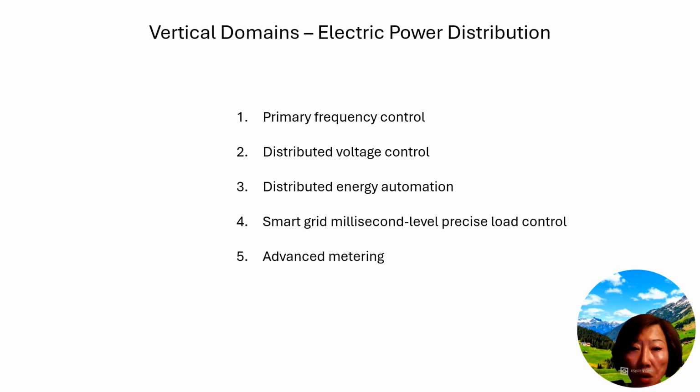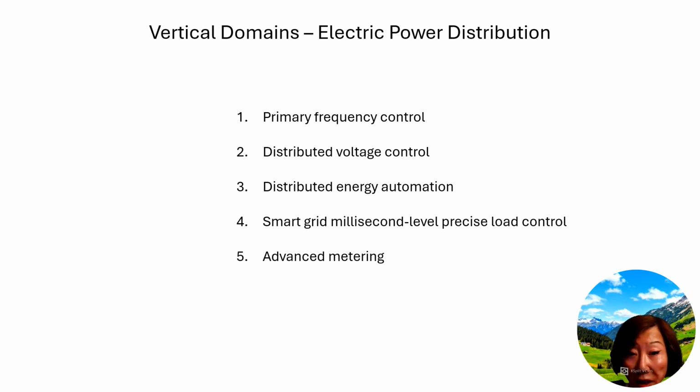Distributed voltage control involves coordinating many devices across a wide area to maintain voltage levels. Distributed energy automation applications like fault location, isolation, and service restoration. There is an acronym for it. FLISR is an acronym which stands for fault location, isolation, and service restoration, and it requires the system to quickly disseminate information about grid status and control commands.